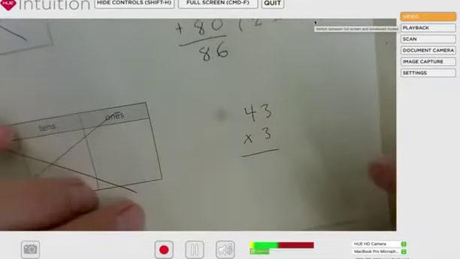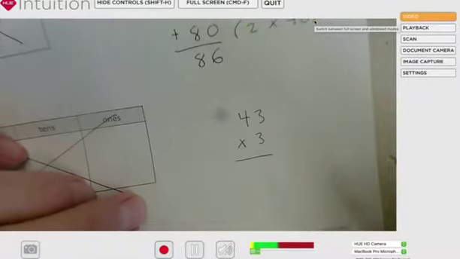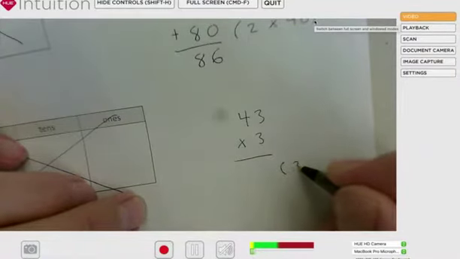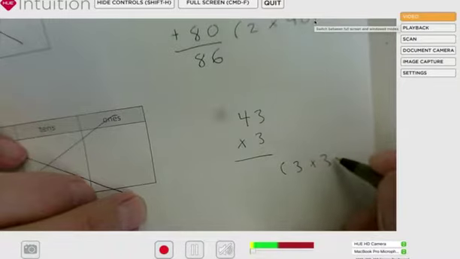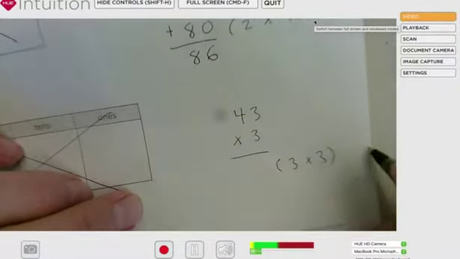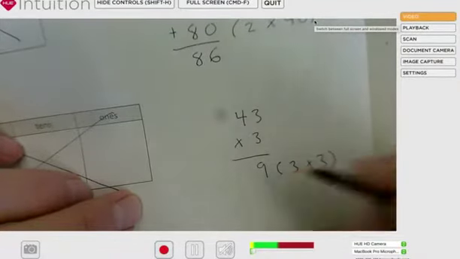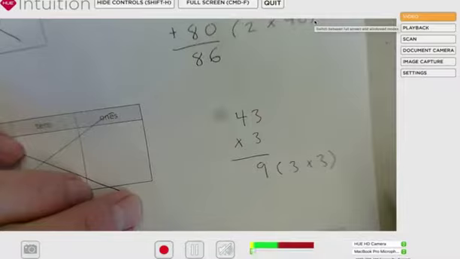Pretty darn similar, though. So let me ask you a question. What 2 numbers do we multiply first? You're right. It is 3 times 3. 3 times 3 is the same as 3 plus 3 plus 3. Yep, you're right, it's 9. That's partial product number 1.